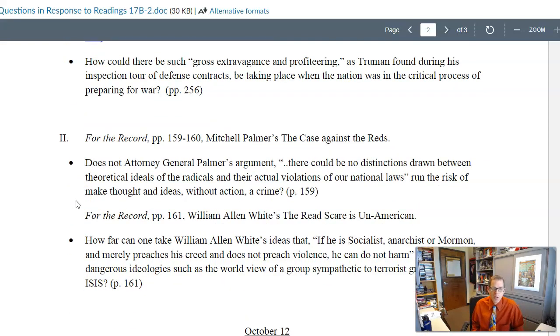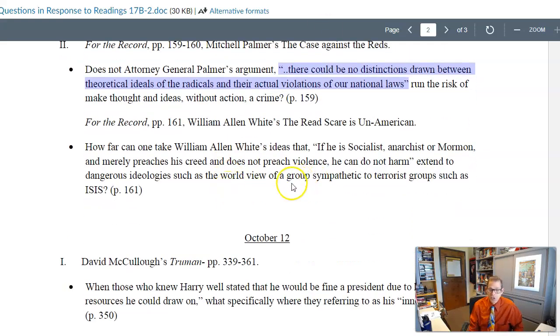So, for example, this reading from Mitchell Palmer's The Case Against the Reds, pages 159 to 160, you see there's a question. Again, you can see how in this one I quoted part of it. So that's a good way to do it too. Just as you read, maybe come across a quote and you're like, man, so what did he mean by this phrase, or what's taking place? And you can quote it and then ask a question with it, as you see in the sample right here.